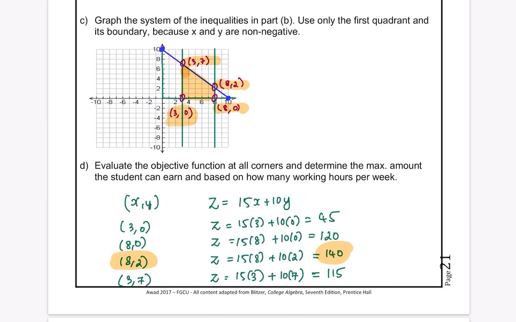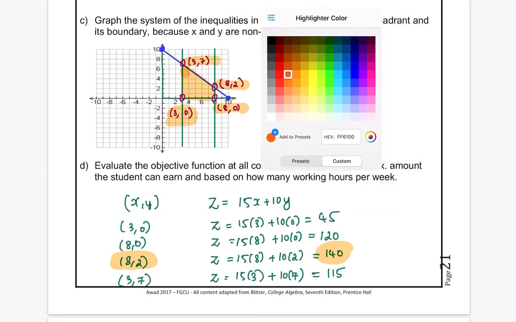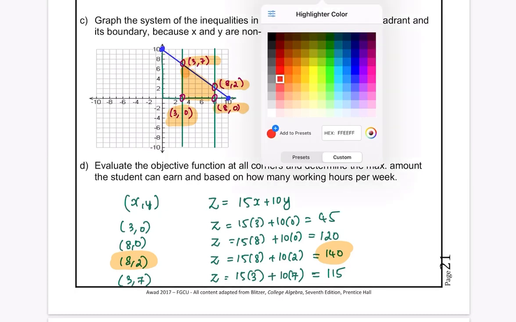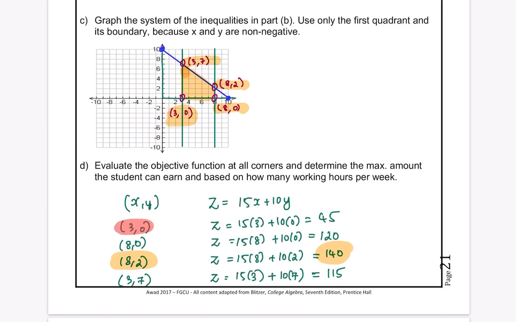If you want to barely keep the job, if you want to do the bare minimum, he can work 3 hours at the tutoring center, so that he satisfies the conditions. And that way he will make $45, right? So therefore here the maximum possible earning would be $140, if he works 8 hours at the tutoring center and 2 hours as a TA. And that's how we solve these problems.